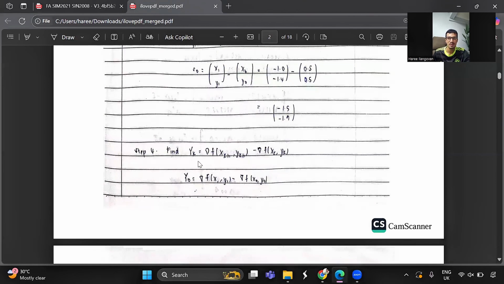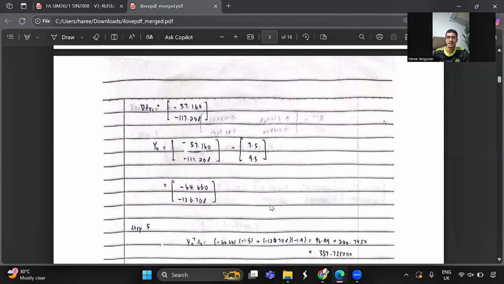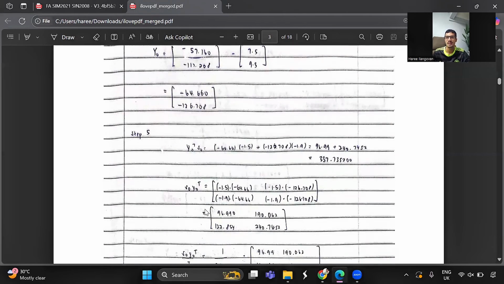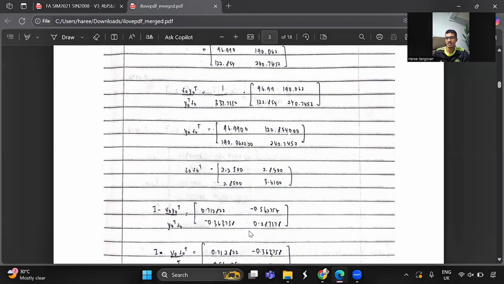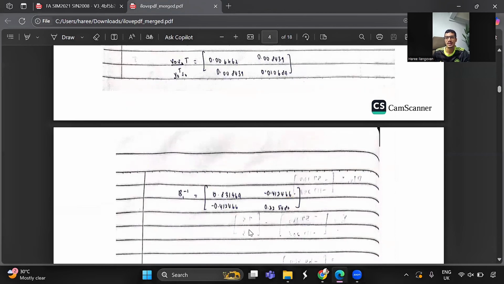And then I calculated the capital Y0 using the current gradient minus the previous gradient. And then I got the current gradient. After I got the current gradient, I substituted into the function, and I got the Y0 value. And for step number 5, I calculated all of these complicated calculations involving S and Y and their transposes. All of this calculation is actually to find the B1 inverse, which I have over here.